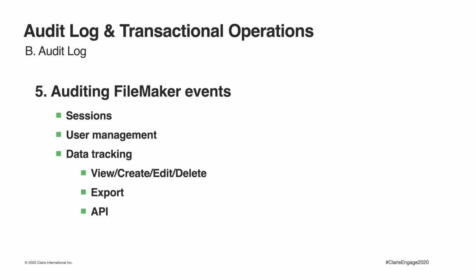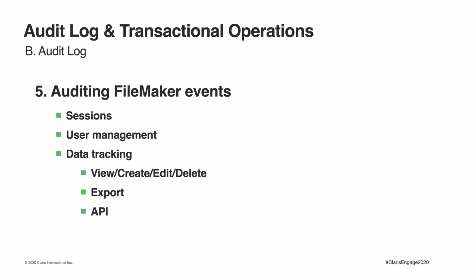Auditing FileMaker events. So what of the above can be monitored in FileMaker using native functionality? The most critical information to keep logged are user sessions, when a user logs in and logs out, user management, when a user gains access to the database, data tracking, when a user viewed, created, edited, or deleted a record. Also, when a user exported records, or when FileMaker shared data with an external service and vice versa, when an external service gained access to database data.